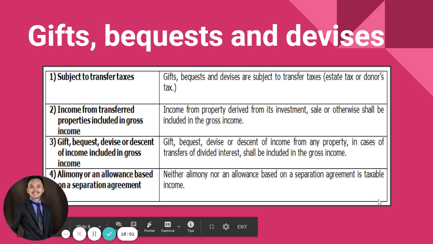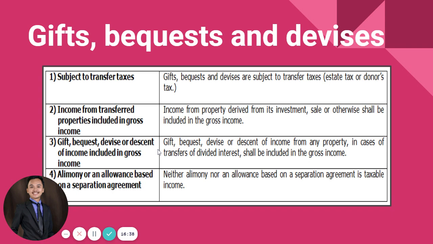Another exclusion from your gross income is your gift, bequest, and devises. So these gifts, bequests, and devises are subject to transfer taxes. Transfer tax meaning it includes estate tax or donor's tax. But income from property derived from its investment, sale, or otherwise shall be included in the gross income. Okay? Income from transferred properties will be included in the total gross income.